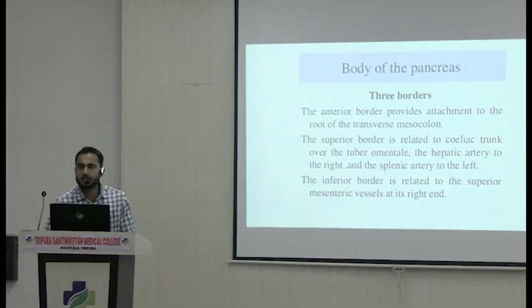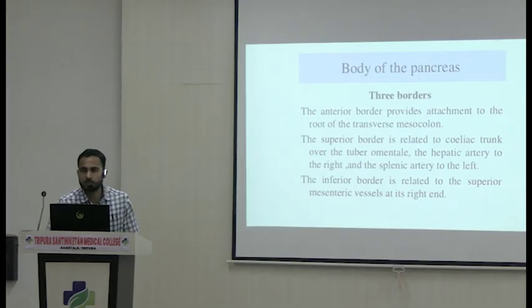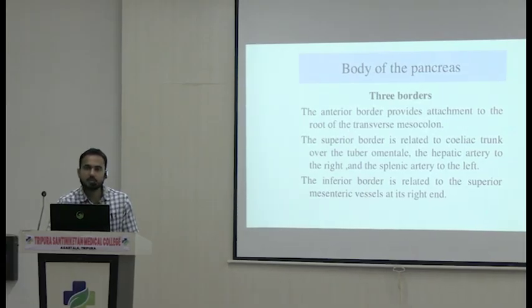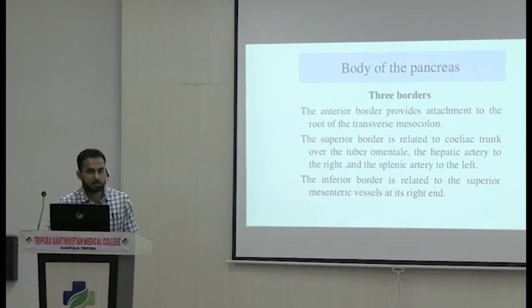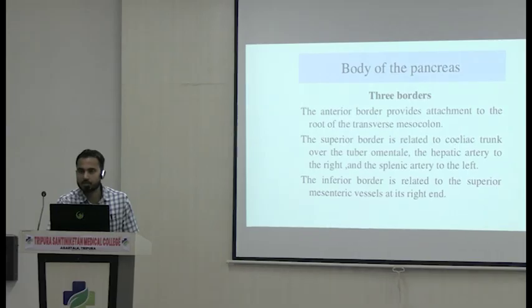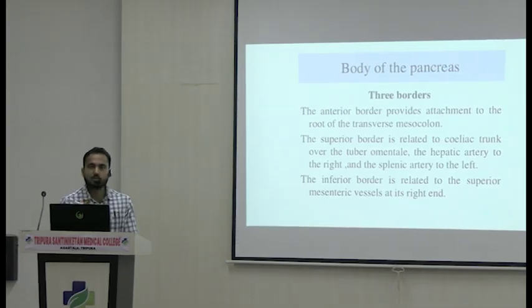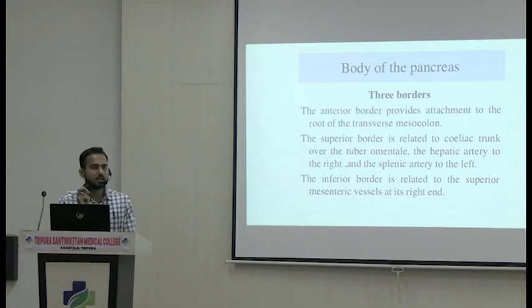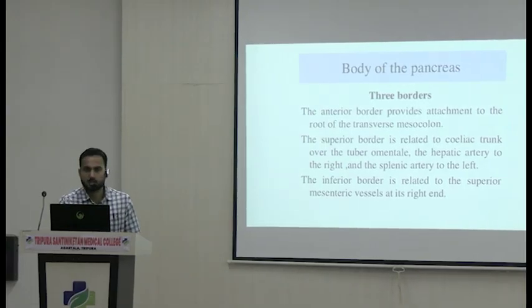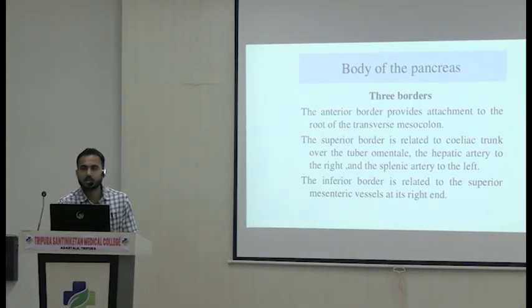Now this tuber omentale, which extends from the superior border of the proximal part of the body, extends up to the lower part of the lesser curvature of the stomach, and it is present between the layers of the lesser omentum. This is an important landmark. Why? Because from there you can identify whether it is the body or the neck of the pancreas. Next, this tuber omentale is related to a very important structure, the celiac trunk. You have studied and seen the celiac trunk.